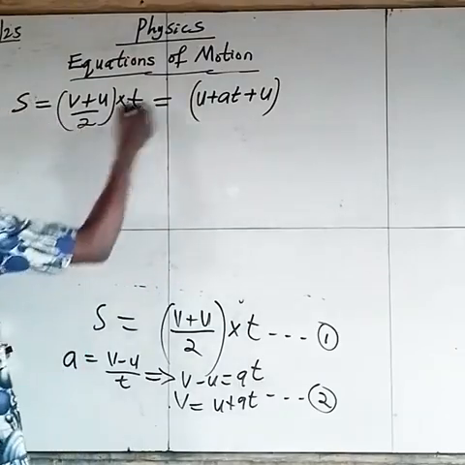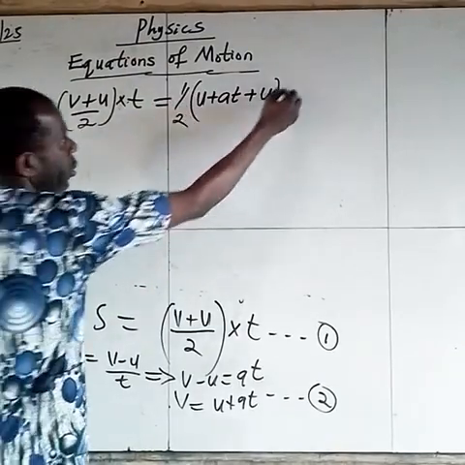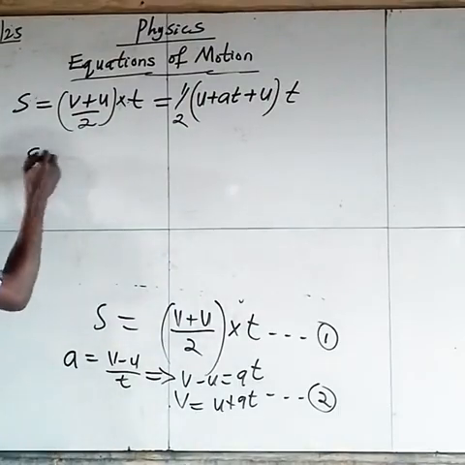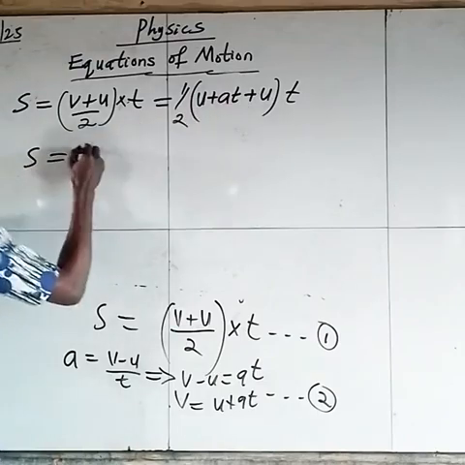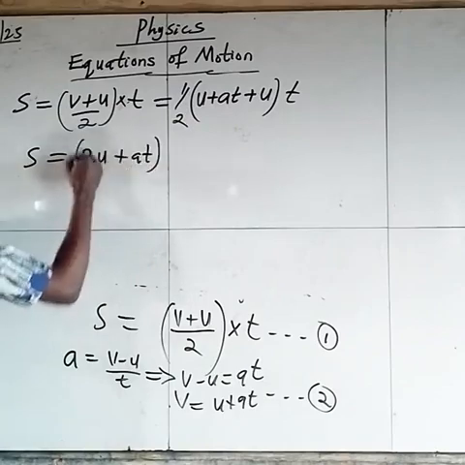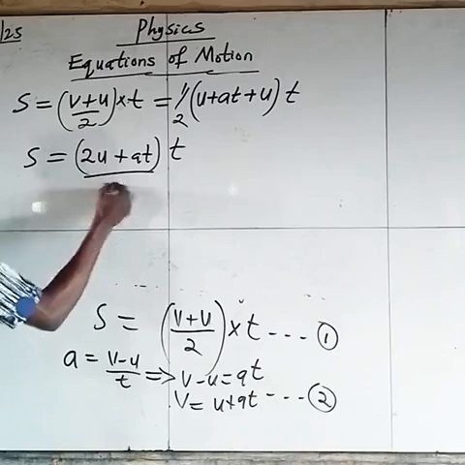This can be factored out to become 1 over 2, then we multiply by t. This is your t. Now let us write it. It becomes u plus u, here is 2u, then plus at, then multiplying by t, everything over 2.